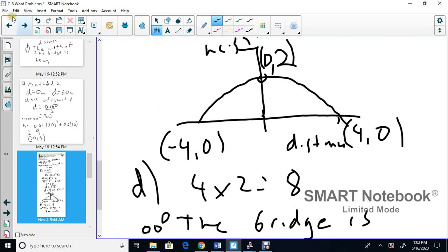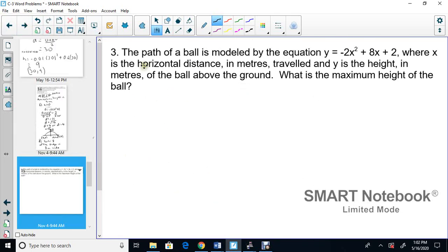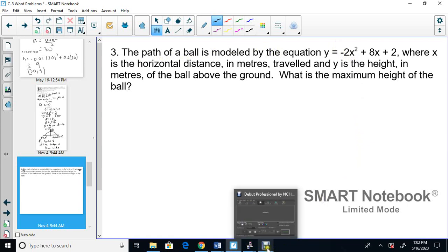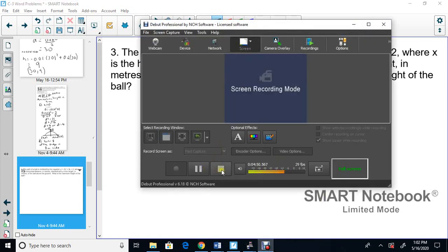Now our final question. The path of a ball is modeled by this equation. And I feel like changing it, so I'm just going to pause it and change it, so it'll be different on yours. I'm going to use d's instead.